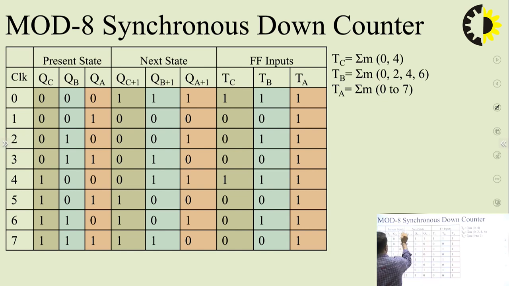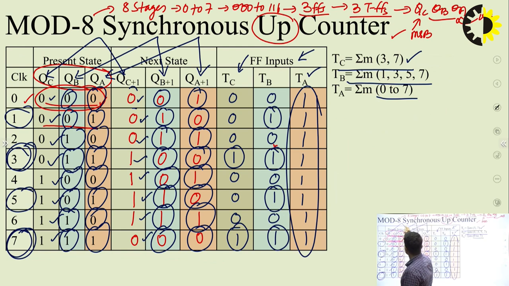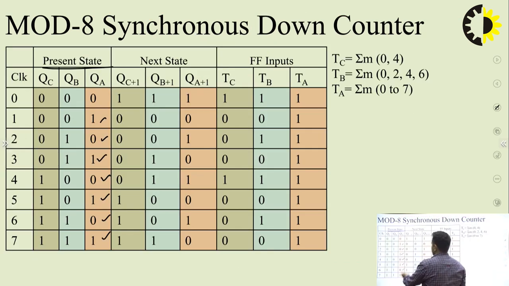again, you can see here, this present state is the same: 000, 001, 010, 011, 100, 101, 110, 111, like in case of the mode 8 up counter. Okay. So present states are the possibilities, that these could be the present states.